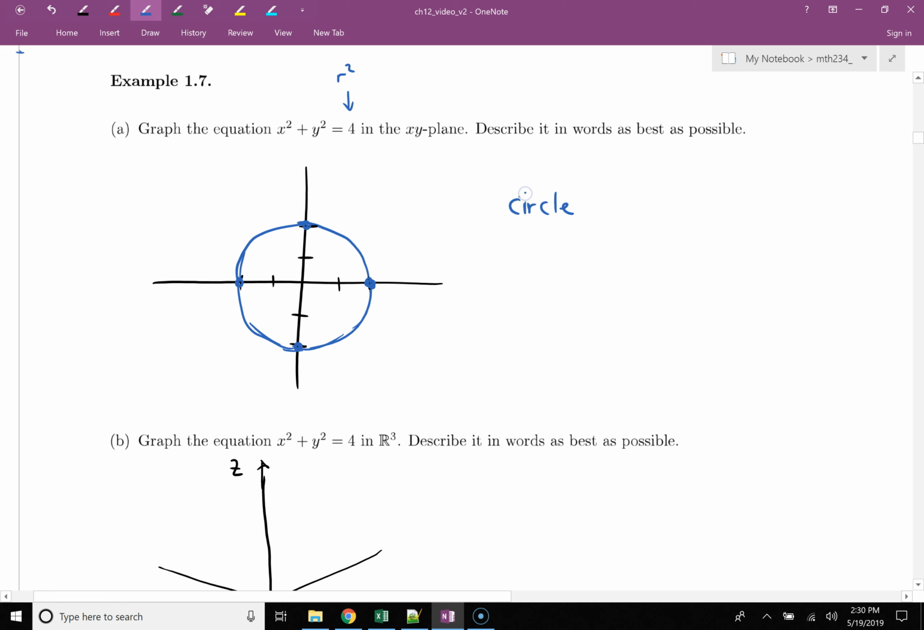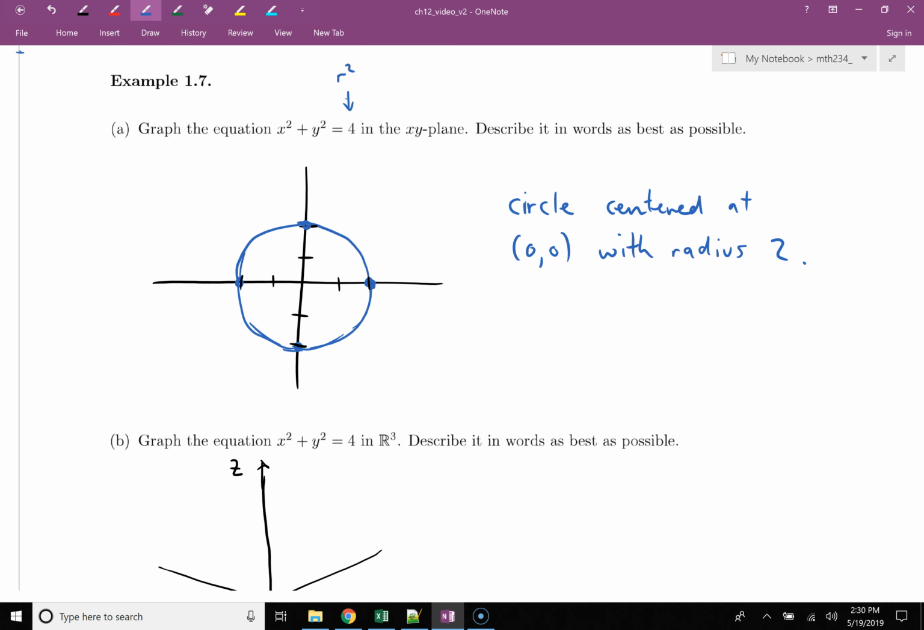And whenever you're trying to describe it in words as best as possible, for a circle you usually specify the radius and you specify the center. So, a circle centered at the origin, in this case (0, 0), with radius 2. Again, this whole r squared, in this case, our radius would have to be 2, because 2 squared would be 4. And we don't typically allow negative radii. All right, so that is the warm-up problem.